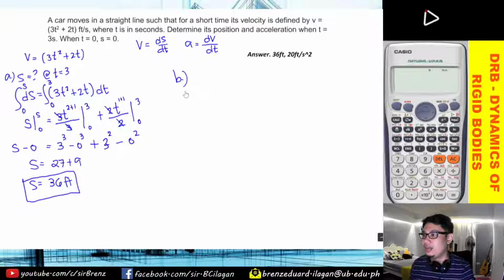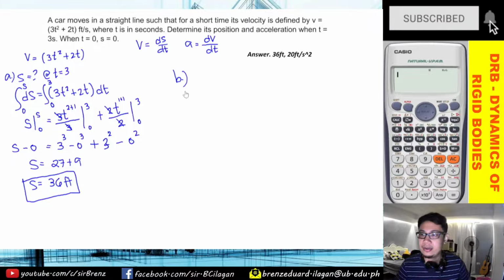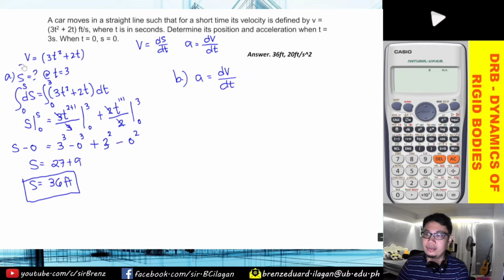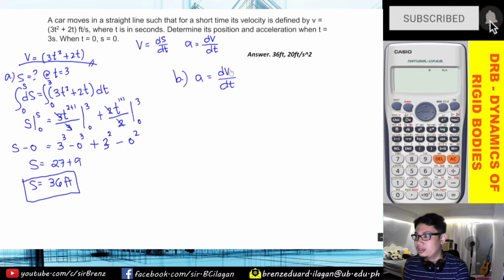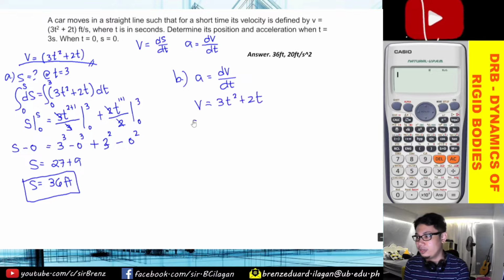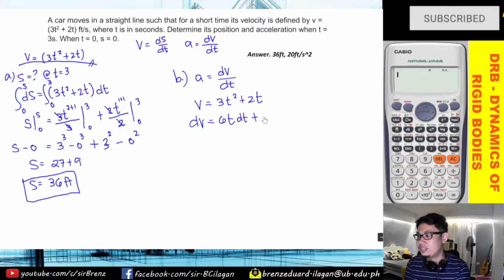Next, for letter B, ano ba ang sinahanap sa letter B? The acceleration. Siguro may idea kayo sa gagawin sa equation natin. Again, ang acceleration mo, that is equal lang sa dv all over dt. So, in short, etong original equation natin, kailangan natin siyang i-differentiate. Okay? Eto, sige, sulat na nga natin. Marami pa naman space. 3t squared plus 2t. Ito magiging dv. And then ito, differential nitong 3t squared, that will be 3 times 2, 6t dt, and then plus 2 dt.